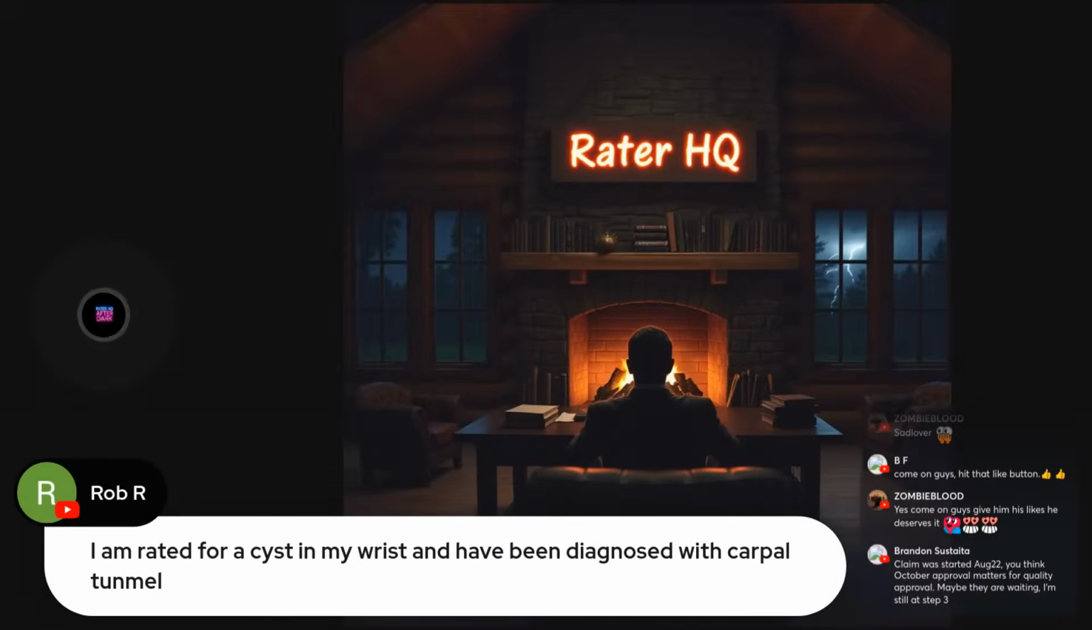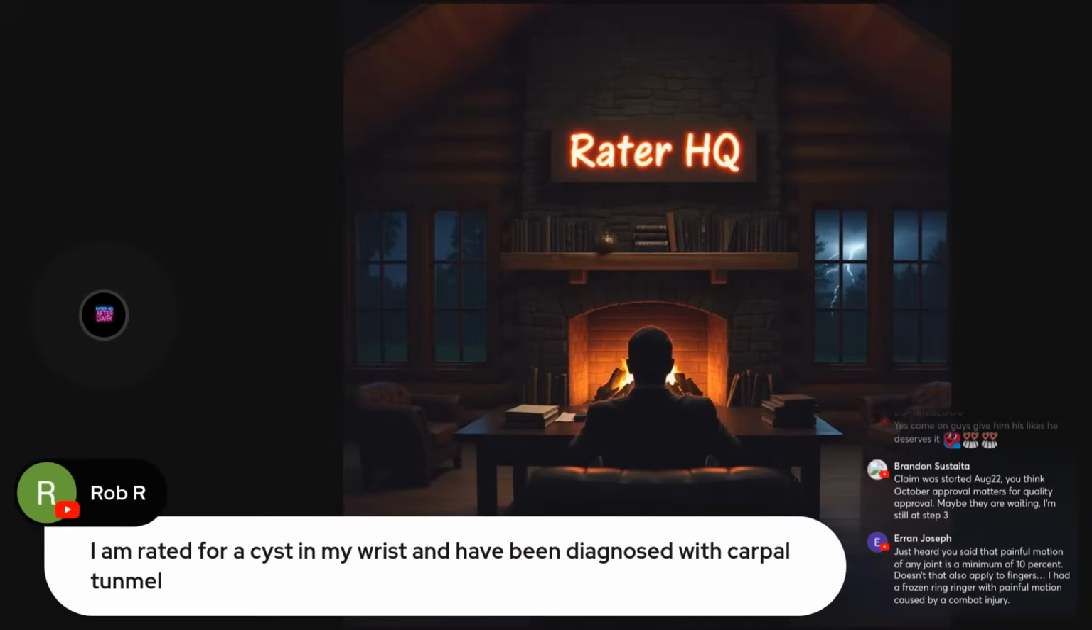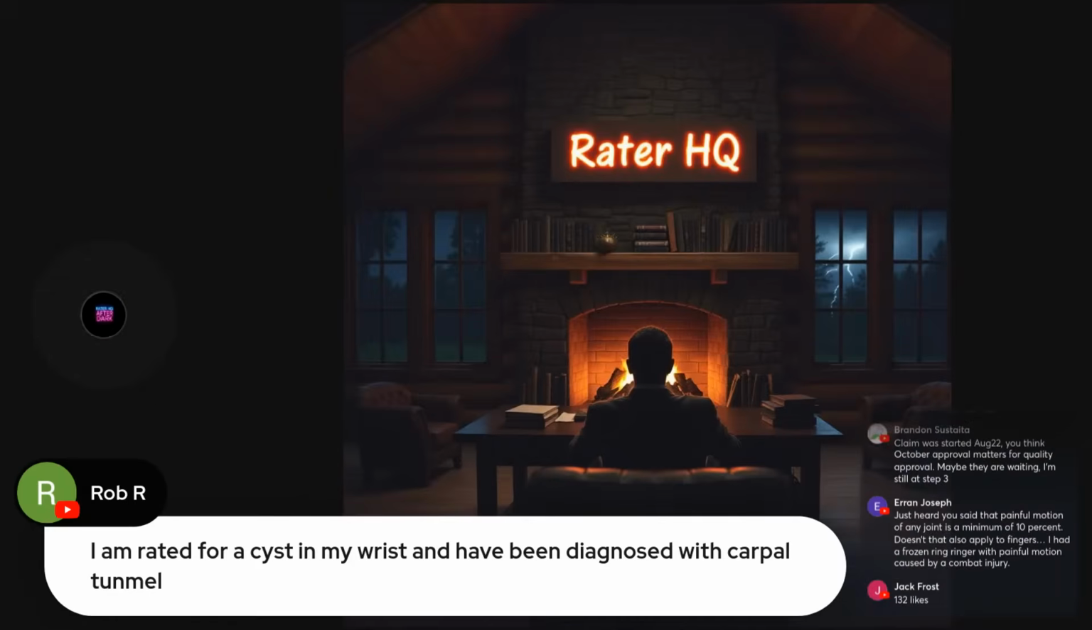I am rated for a cyst on my wrist and have now been diagnosed with carpal tunnel. Those are two different body systems. So you can potentially be granted if the cyst causes the carpal tunnel, could be secondary. But I want to say it's like 8513 for the diagnostic code for all the radicular groups. I'm just guessing.